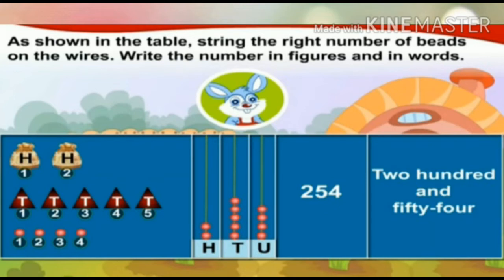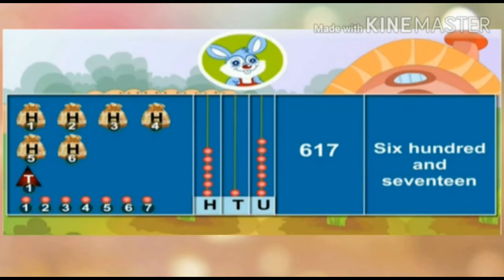So that is why at the hundreds place we have 2 beads, at the tens place we have 5 beads, and at the unit place we have 4 beads. So 2 hundreds, 5 tens and 4 units. In figures, you will write it as 254, while in words it is two hundred fifty-four. Now let us see the next picture.